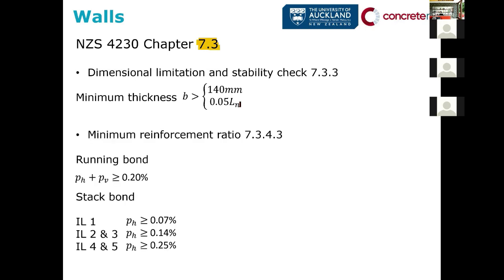And then we need to check the minimum reinforcement ratio. If we have running bond, the sum of horizontal and vertical must be larger than 0.2%. If it's stack bond, it depends on the importance level of the building, from 0.07 to 0.25.